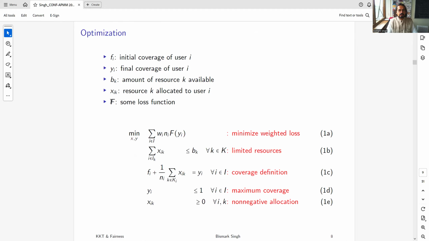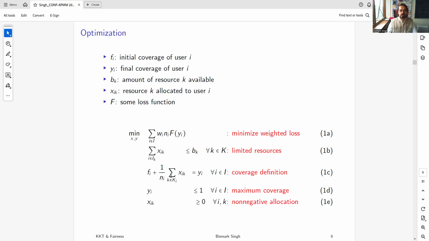This is a general optimization framework that seeks to capture some notion of resource allocation. So before looking at the objective, let's look at the constraints. The last constraint is just telling you that there are some resources that we would like to hand out, so they are non-negative, of course. Constraint 1c simply defines an auxiliary variable y, which is the coverage associated with user i after handing out resources x_ik.